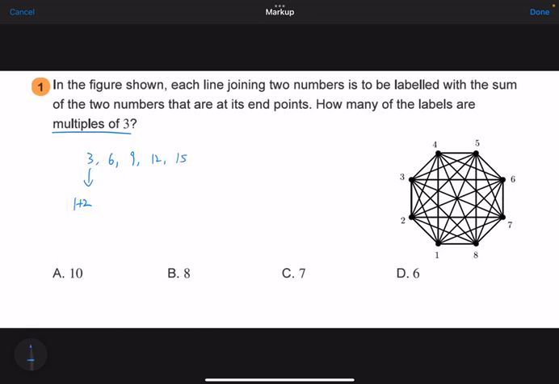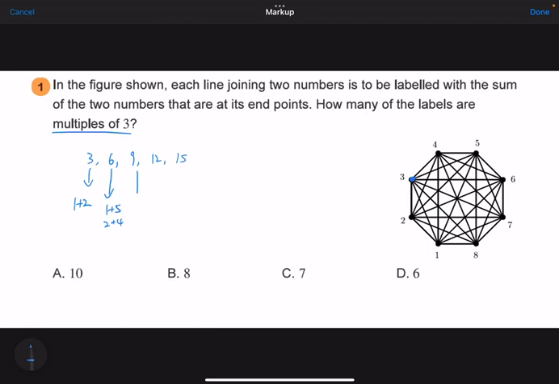And then how about the 6? What combinations will give us 6? We can have 1 plus 5. We always start with a 1. And then 2 plus 4 works. 3 plus 3 doesn't work because we only have one 3, and we won't have a line that has two 3s on both ends. So no. And that's all situations with number 6.